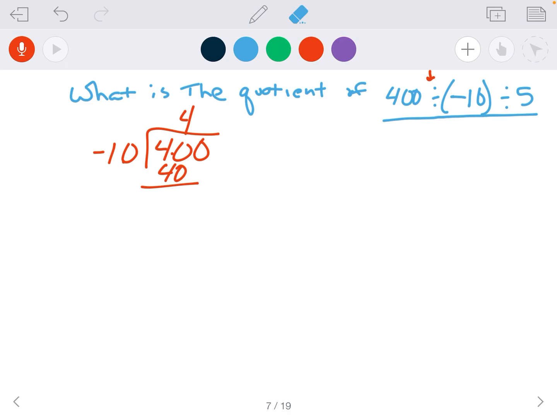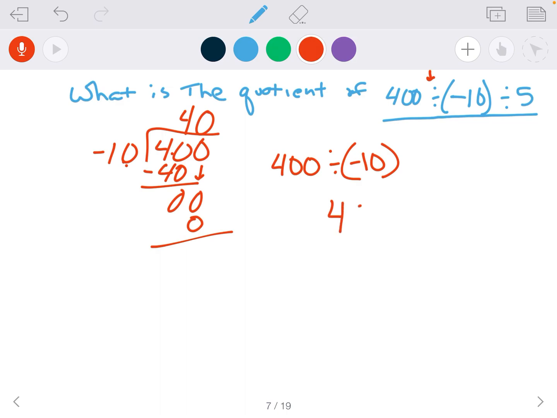And I'm going to get rid of that negative for a minute and show you the answer part. So 4 times, subtract, I get 0. I bring down the 0. Negative 10 goes into 0 0 times. 0 times negative 10 is 0. So when I get 400 divided by negative 10, this gives me negative 40, because opposite signs, I'm going to have a negative in my answer, negative 40.